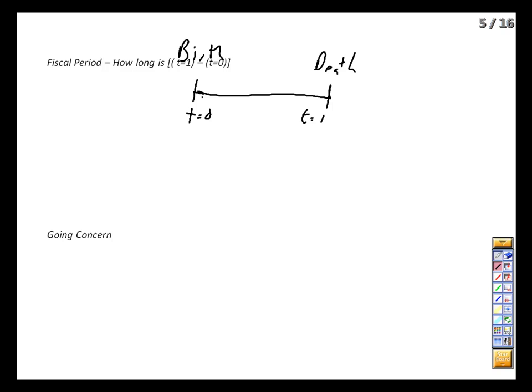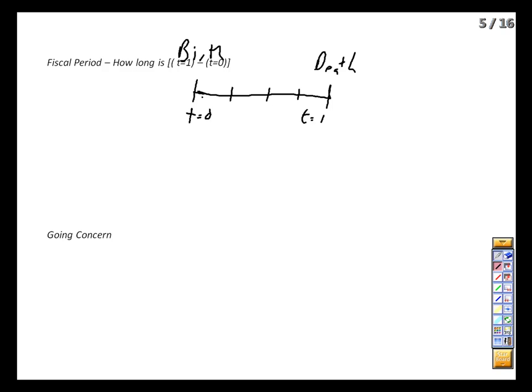So what have we done? We've taken 12 months and we've said, that's going to be our fiscal year. And so we have broken the life of the firm up like that. Why did we take 12 months as our time period? Because by complete happenstance, that's how long it takes for the Earth to travel around the sun.